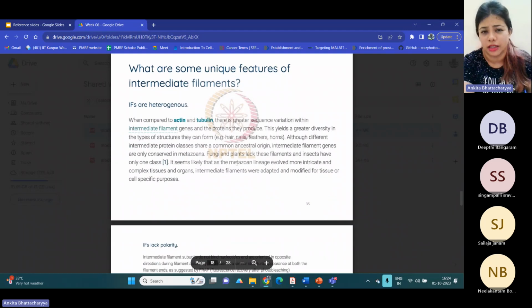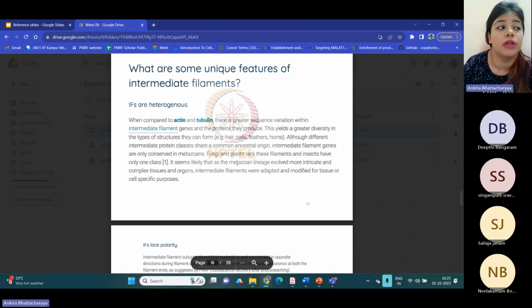And coming back to the intermediate filaments, we talked about the fact that they are more structurally involved, or involved in more mechanical support. So they form structures like hair, nail, feathers, horns, etc. And intermediate filament genes are majorly conserved in metazoans, but fungi as well as plants lack these filaments.